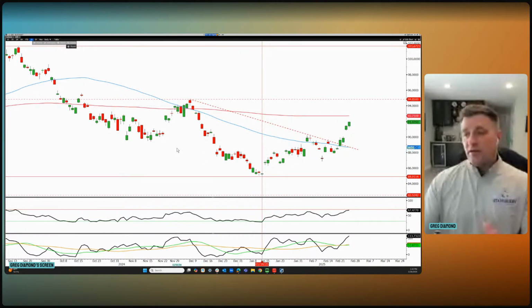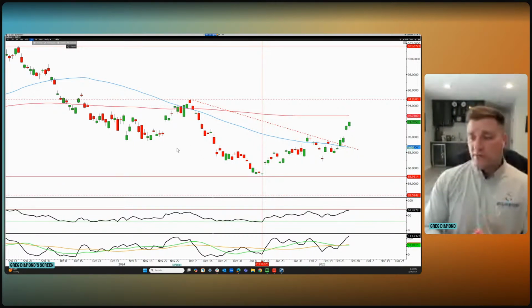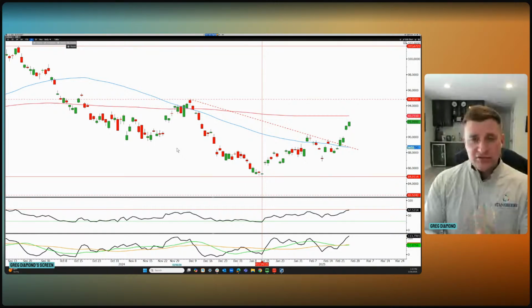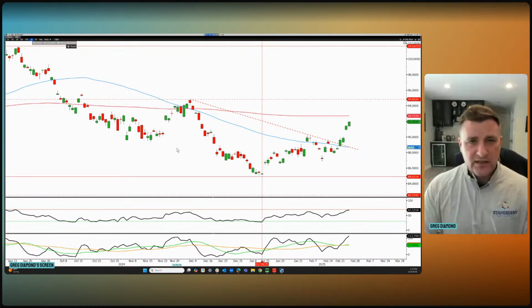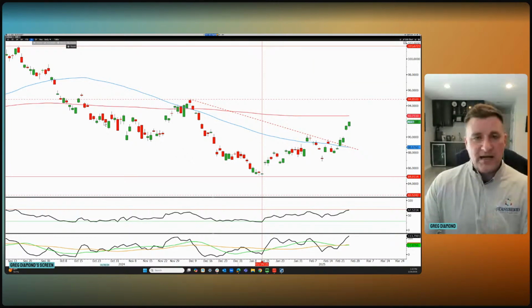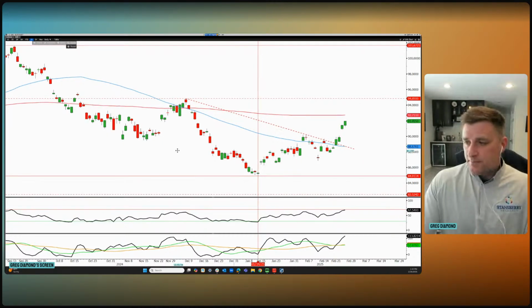All right, so that's a good overview of Elliott Wave, including the Fibonacci retracements, the confluence zones, support, resistance, and also factoring in the composite index and the relative strength index.